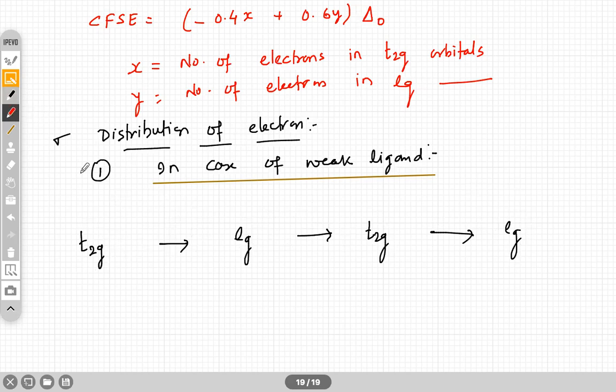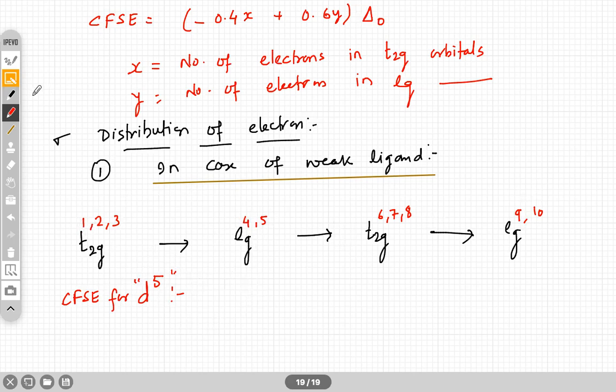Right? So the first 3 electrons will go into the T2g orbital. The 4th and 5th electrons go into the Eg orbital. The 6th, 7th and 8th electrons go into the T2g orbital. The 9th and 10th electrons go into the Eg orbital. So suppose the ligand is weak and we have a d5 configuration. Suppose you need to find out CFSE for the d5 configuration.